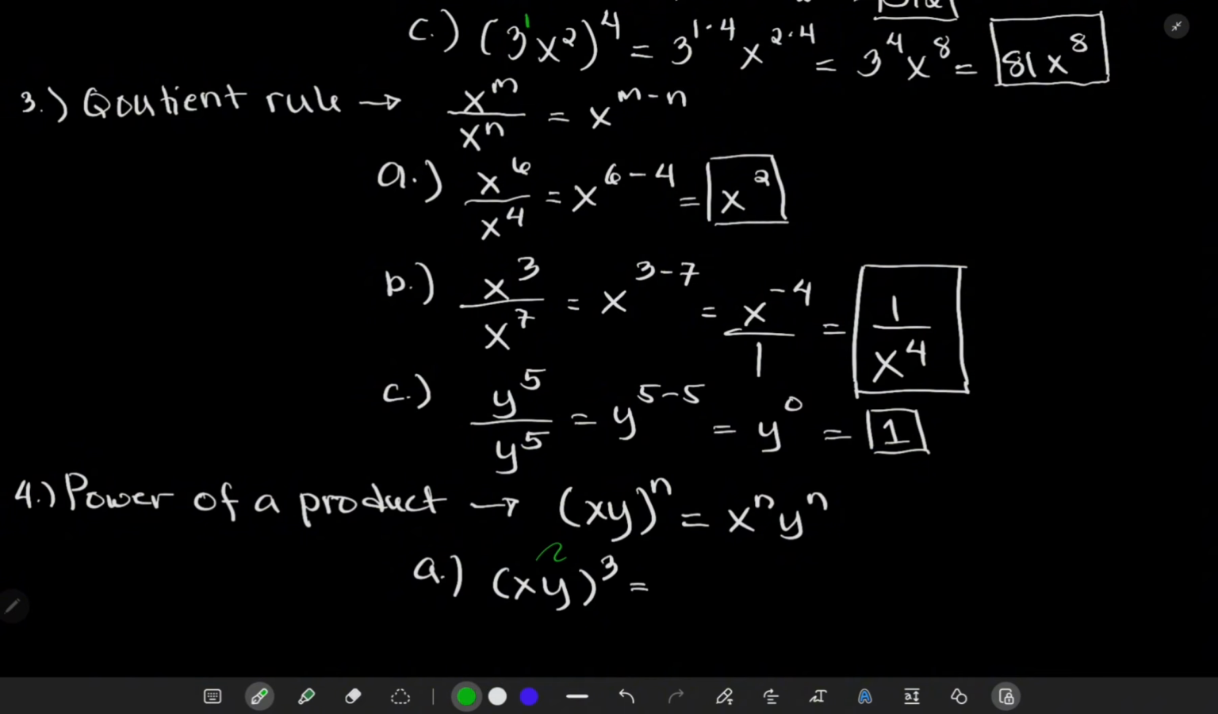so just imagine na may invisible 1 na exponent tayo dito. So actually yung mga variable na walang exponent, may invisible one na exponent. So that is equal to x raised to 1 times 3, y raised to 1 times 3. So we have x cubed times y cubed.